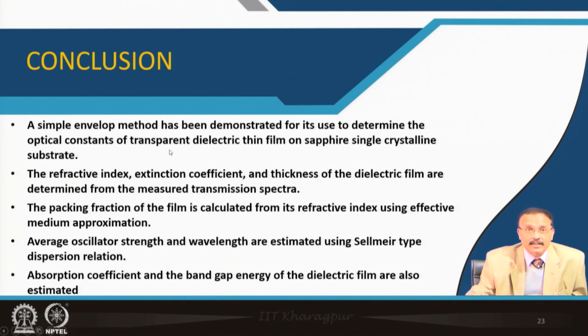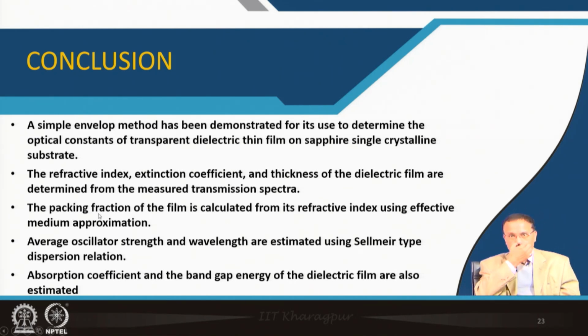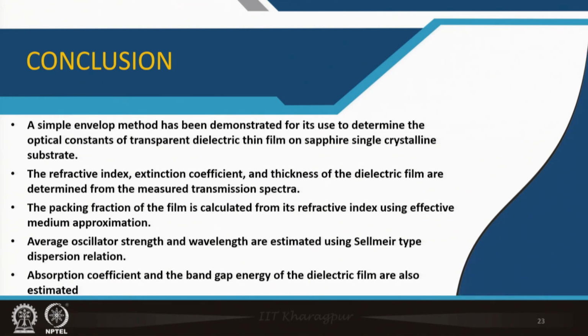So, I have described a simple envelope method and its use for determining the optical constants. The refractive index, extinction coefficient, and thickness of the dielectric film are determined from the measured transmission spectra. Packing fraction of the thin film material can also be evaluated. Average oscillator strength and wavelength are estimated using a Sellmeier type dispersion relation, and absorption coefficient and the band gap of the dielectric film are also estimated.